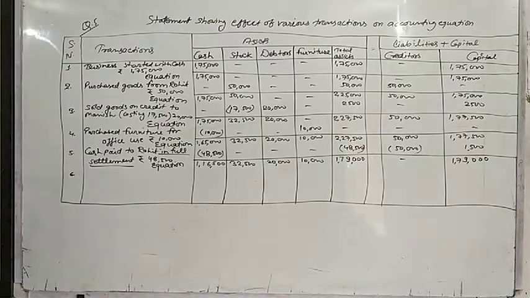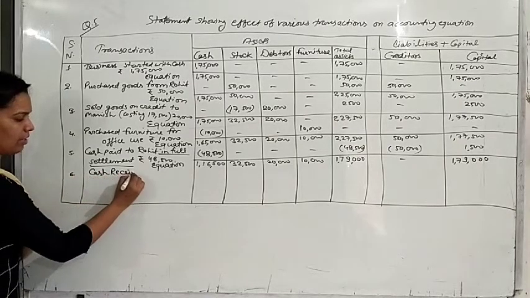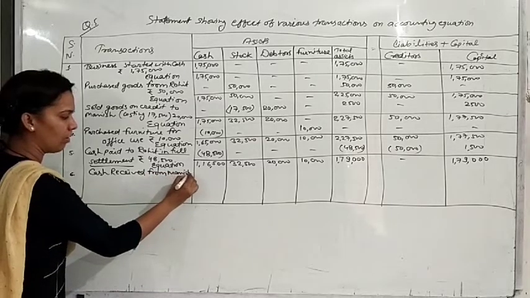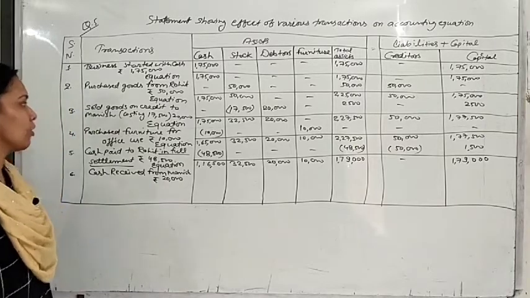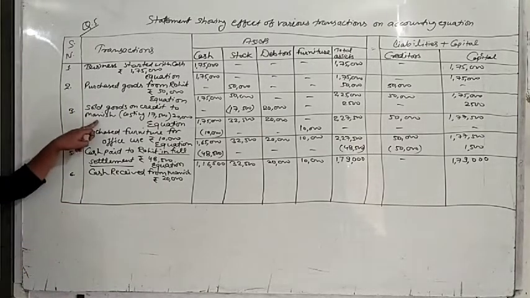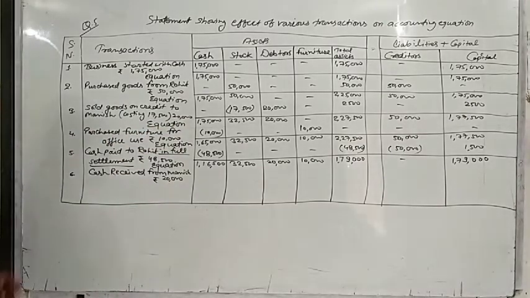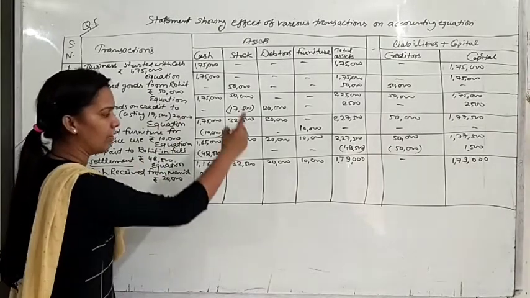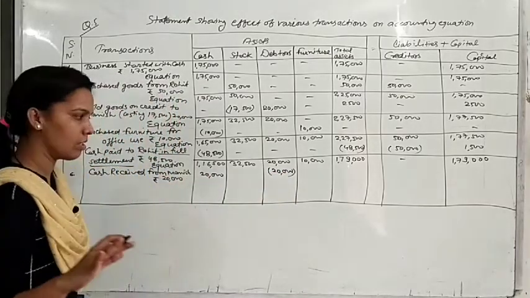6th point. Cash received from Manish, 20,000. Who was Manish? Manish was your debtor. So what was the total due from Manish? Manish's total due was 20,000 and the same amount he is paying, 20,000. It means you have received from your debtor, so it will increase your cash and it will decrease your debtor. It means you have received from the debtor, so no amount of debtors now.